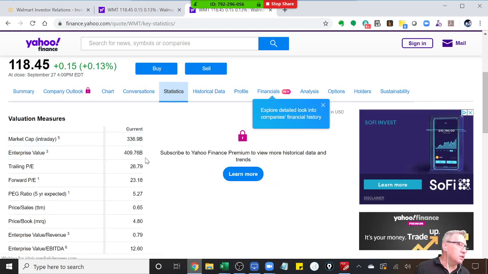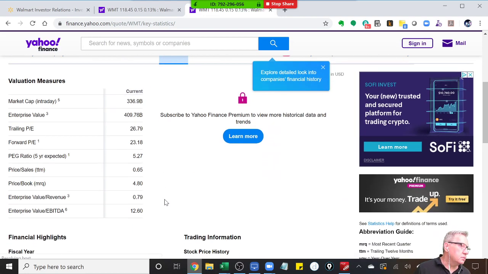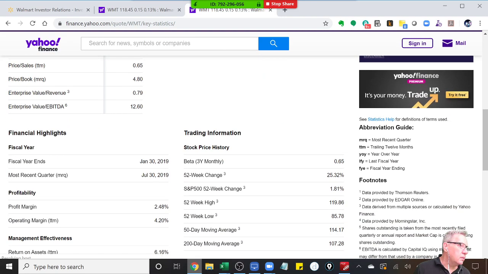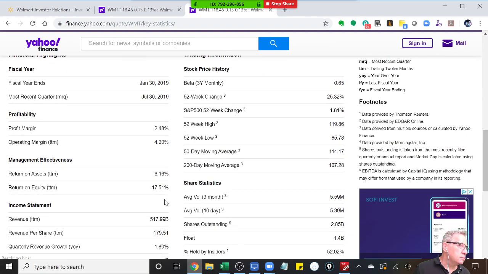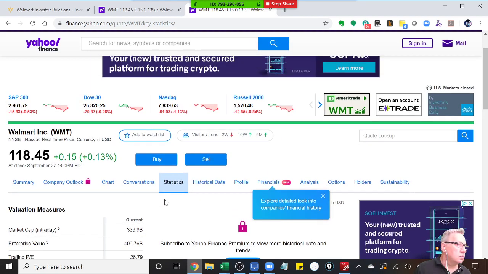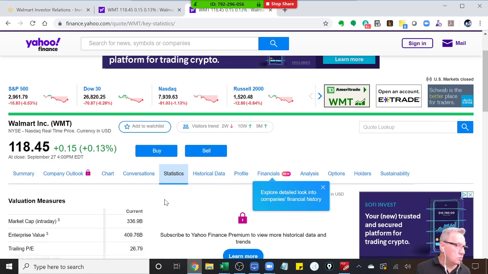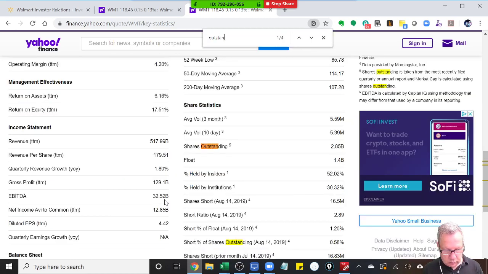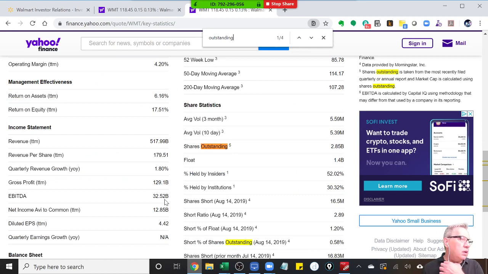Oh, it's in statistics, of course. Shares outstanding 2.85 billion. Where did you see that? In Yahoo Finance, but I don't know what date it is. Shares outstanding is taken from the most recent filed quarterly or annual report. Okay, yeah. Market cap is... here it is, right here. 2.85 billion.